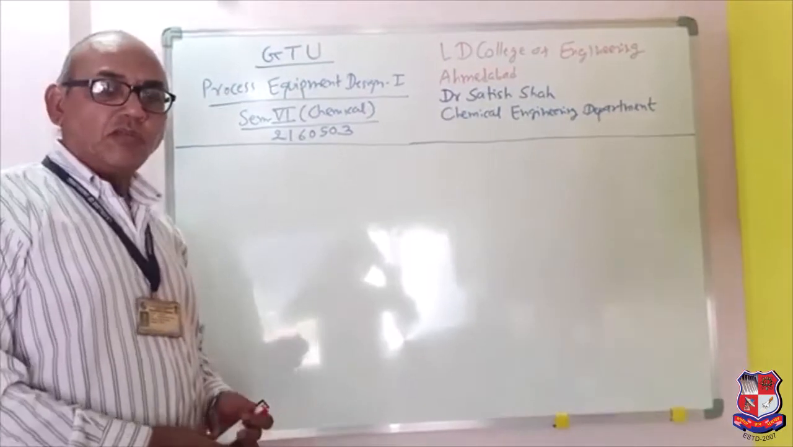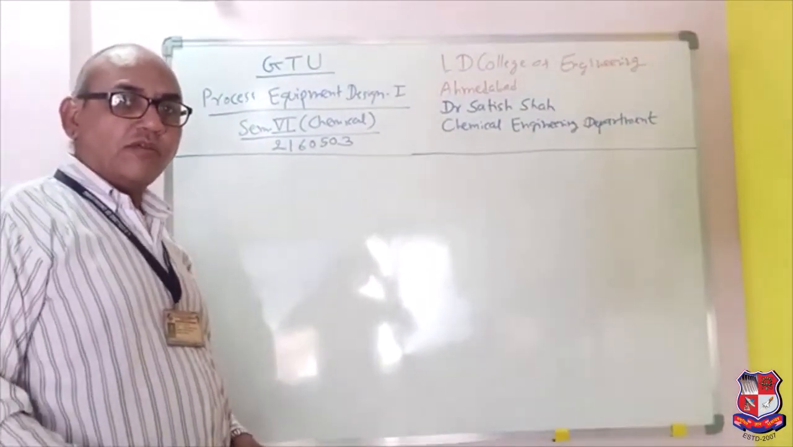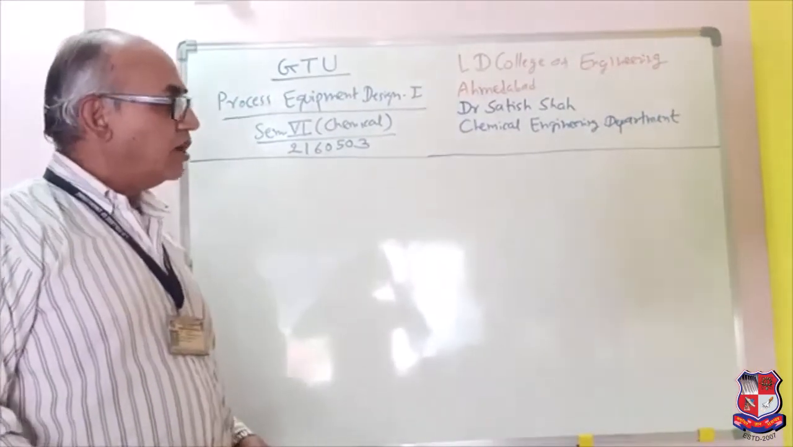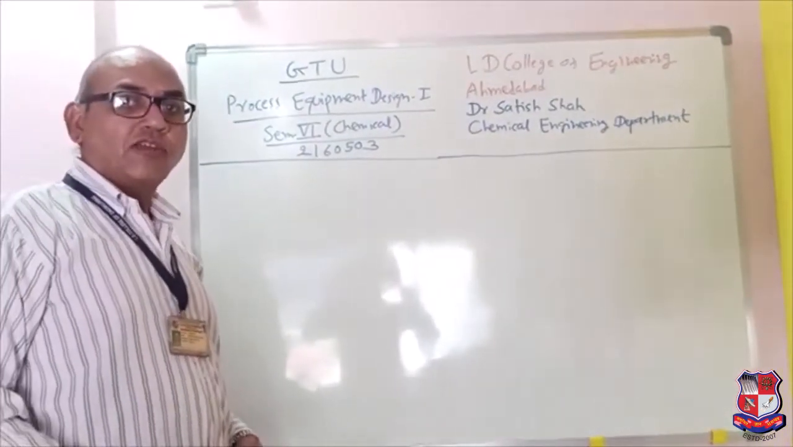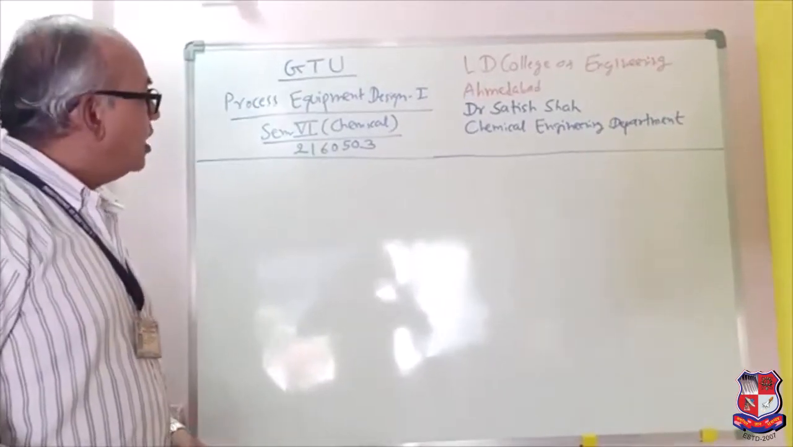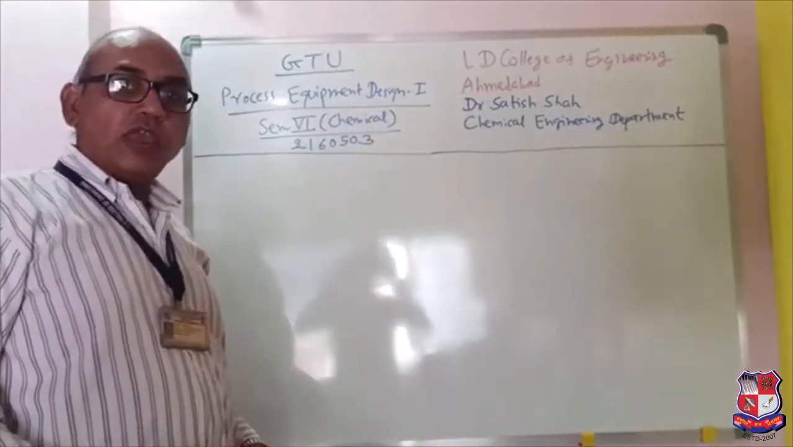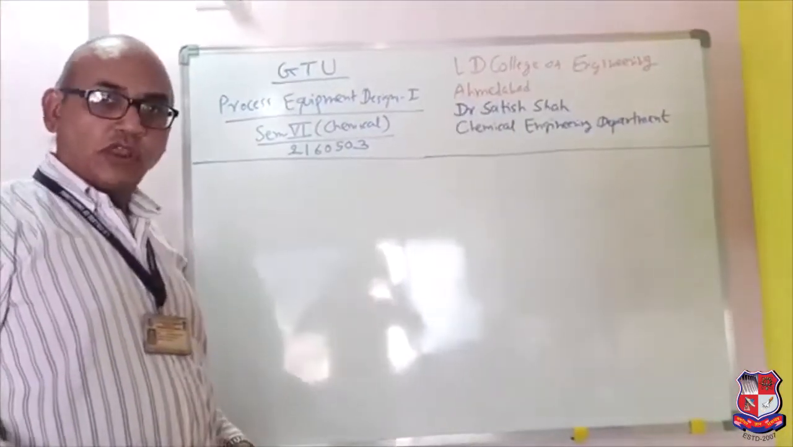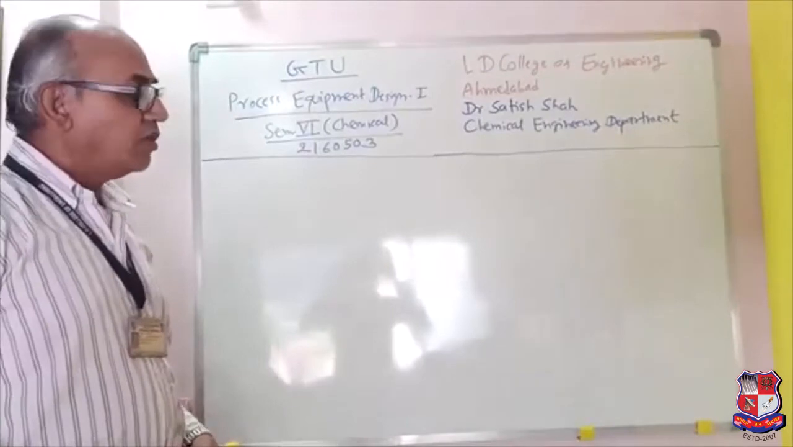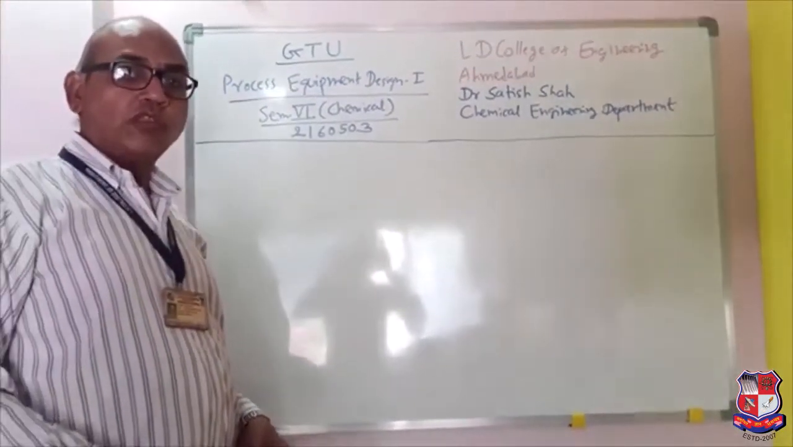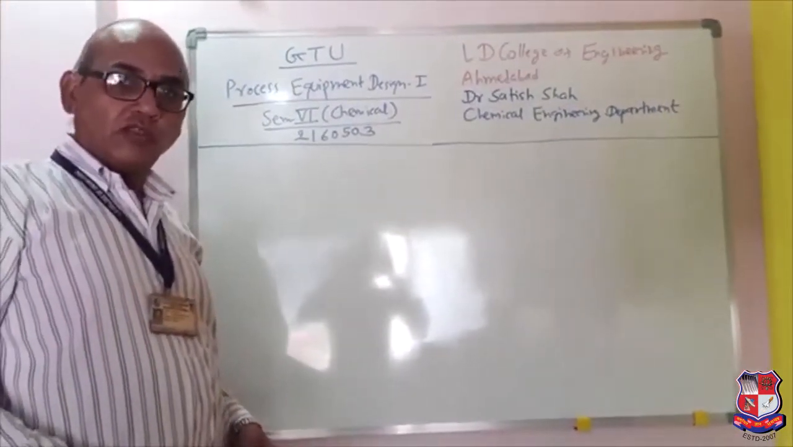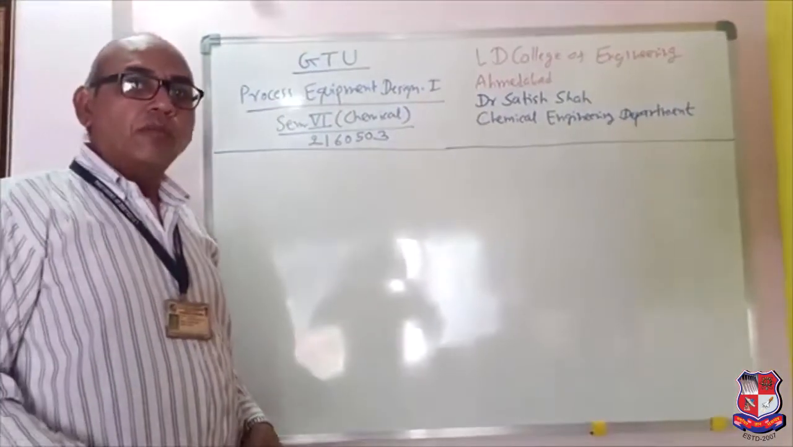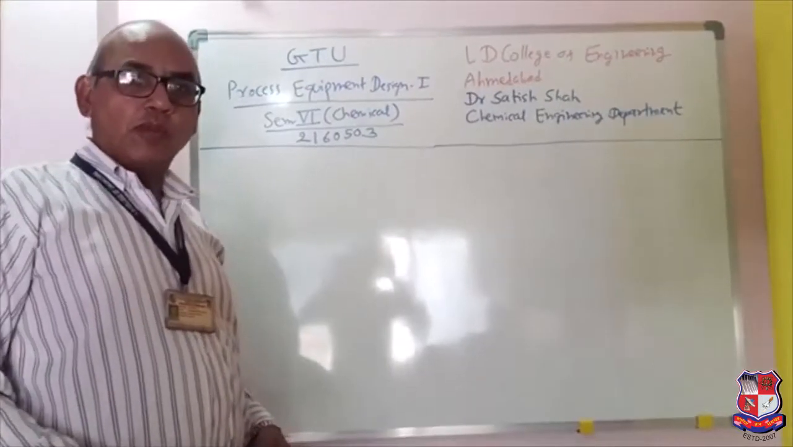Good morning, friends. Myself, Dr. Satish Shah, Assistant Professor in Chemical Engineering Department, LD College of Engineering, would like to deliver a lecture on Process Equipment Design 1, which is as per GTU syllabus, the subject code is 216053. Now, the topic which I am going to cover today is process design of shell and tube heat exchanger. In this lecture, I'll be only covering the theory part. In my next lecture, I'll be covering the problem.